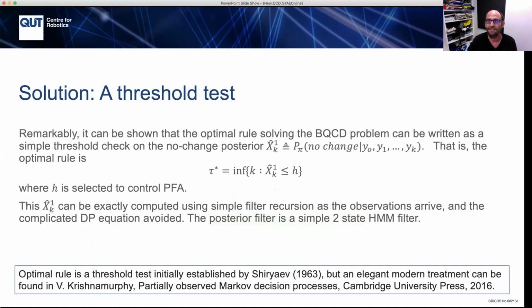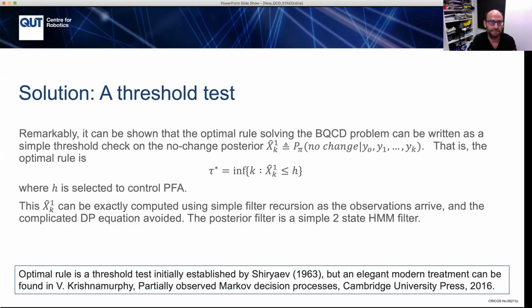So basically, if you can calculate that posterior, you just check whether it's below a threshold or not. Right? And it's cool that that's such a simple solution. It may or may not be surprising depending on how you think about the world. And also very interestingly, this posterior, the no change posterior that you're interested in, can be efficiently computed by simple recursion.